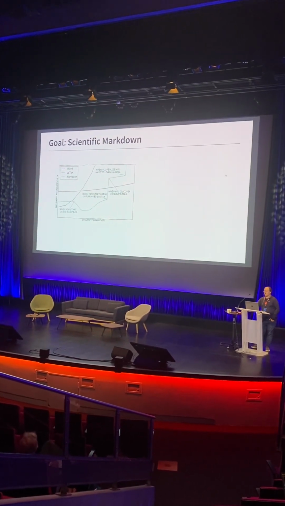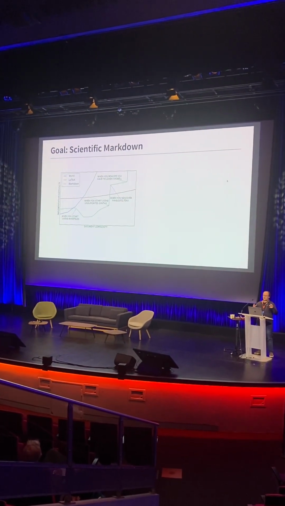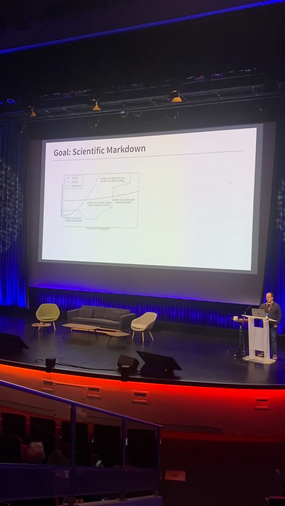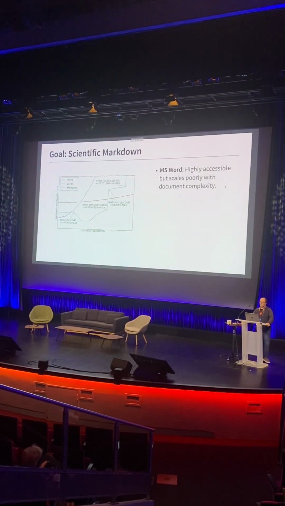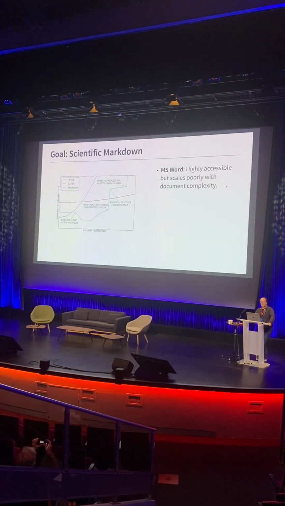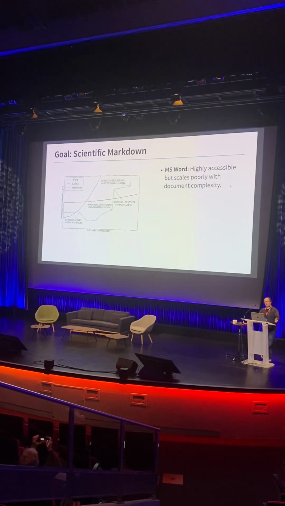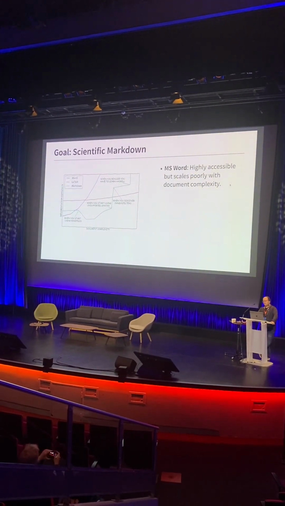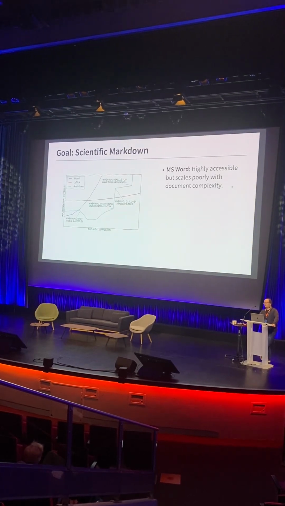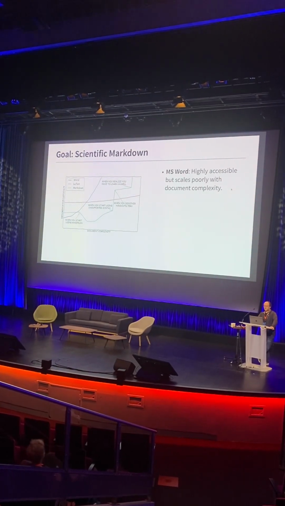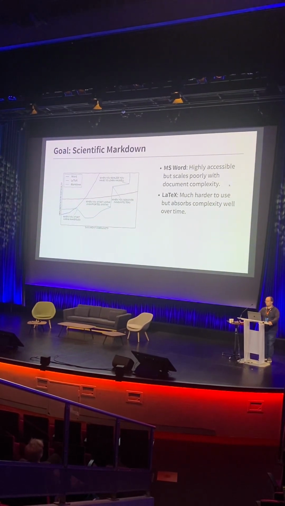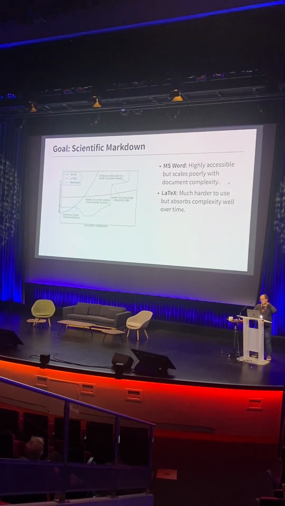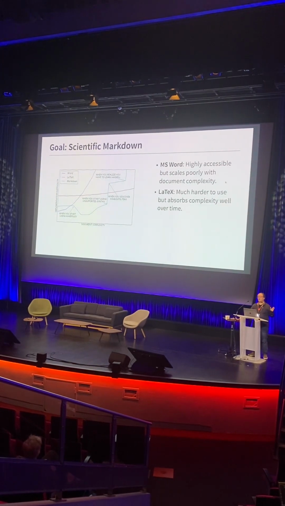Another goal we talk about is looking at the history of tools for writing and what some of the benefits and trade-offs are. If you look at Word, it's a very accessible tool. Lots of people open up Word and they know just what to do with it, but it actually scales very poorly with document complexity. You take a tool like LaTeX, which is considerably harder to use at first, but once you learn how to use it, it absorbs complexity very well over time.